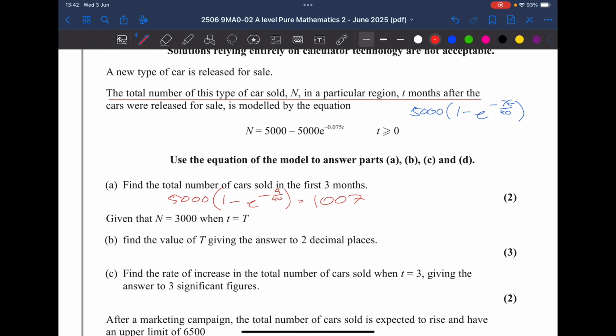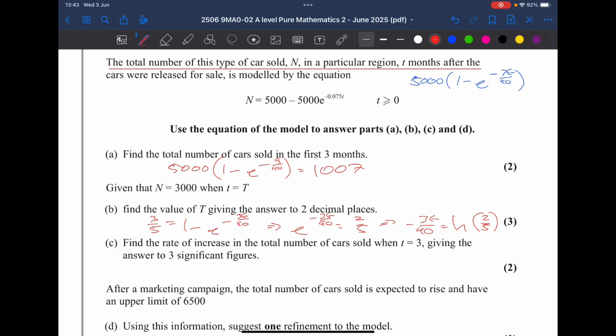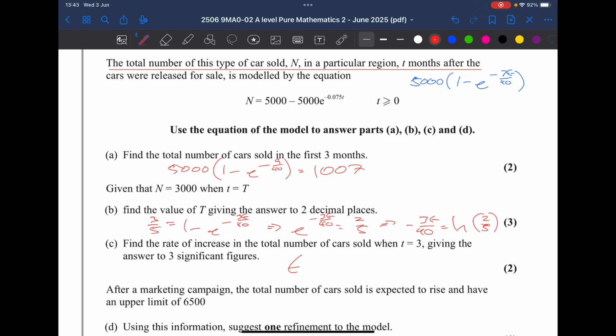Given that n is 3,000 when t is t, find t. Okay, so just in reverse then, this thing now equals 3,000. So it's effectively 3/5 is equal to the bracket of 1 minus e to the minus 3t on 40. If I move this over and take that away, I've got e to the minus 3t on 40 is equal to 2/5. So taking logs, minus 3t on 40 is the log of 2/5. And then we'll divide by negative 3 on 40.